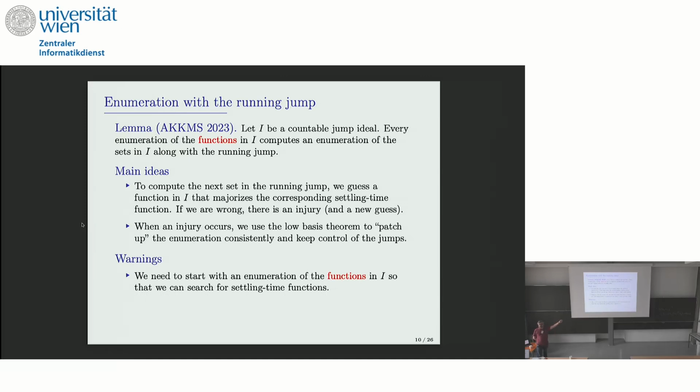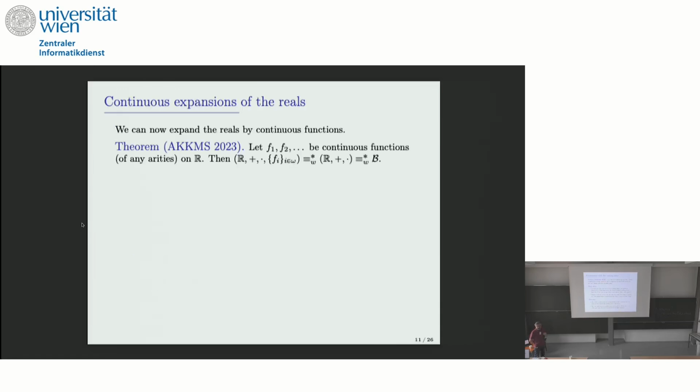Anyhow, we need to start with an enumeration of the functions because we need to be able to search for these settling time functions. It's one of the functions in the list. We just guess maybe it's this one, no, maybe this one, no, maybe this one. Eventually we'll be right. And we can only hope to produce an enumeration of the sets in I because you can't use the low basis theorem in Baire space. It's a Cantor space theorem. So we really are getting exactly what we can get. And you can prove that any stronger looking variation of this is just false.